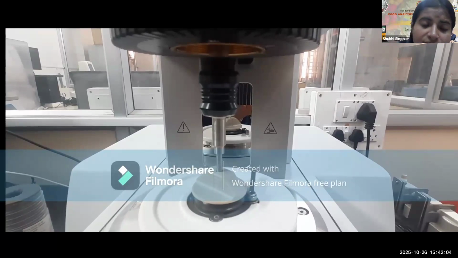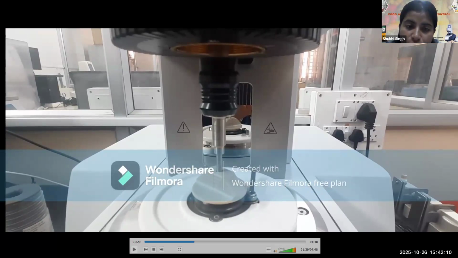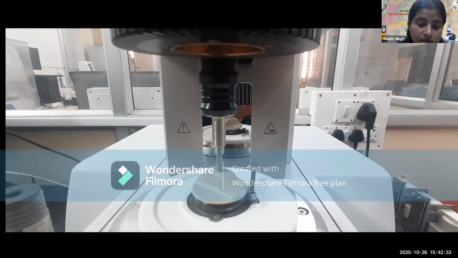Once you have given the input of start, then the spindle or the probe will start moving and revolving at a certain rpm, okay? And that rpm also you can change. For this particular experiment, we have set the rpm at 160. Okay, 160 rpm is the rotation we have set.